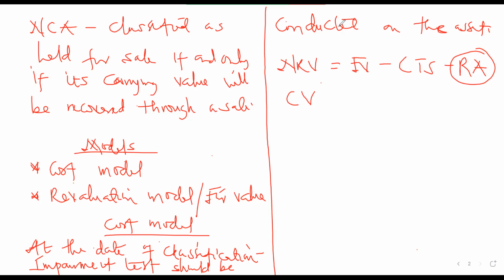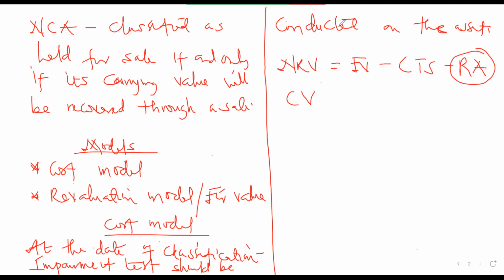Is the carrying value higher than the recoverable amount? If that is the case, then the asset has impaired. Then we bring the value to the recoverable amount. If at the date of the classification, the recoverable amount is higher than the carrying value, it means that the asset has not impaired. So the asset should be carried at what? At the carrying value.